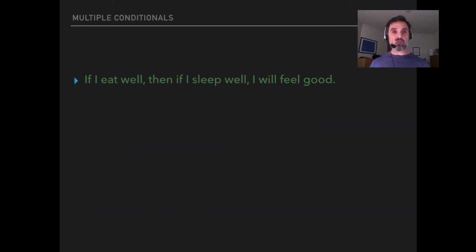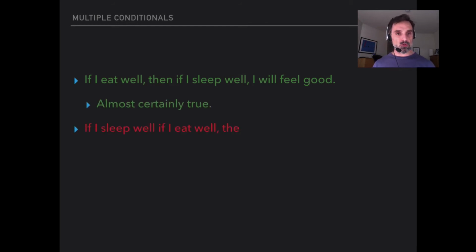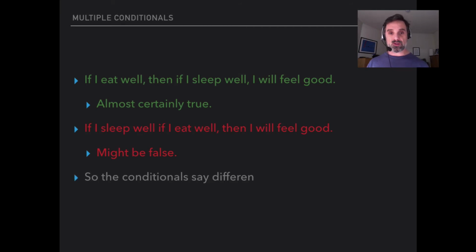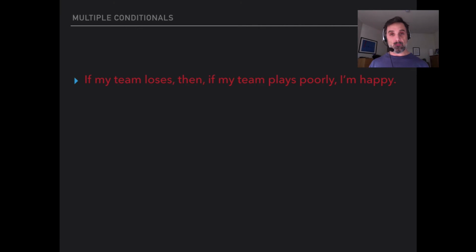So we have, if I eat well, then if I sleep well, I will feel good. We said that's almost certainly true. If I sleep well, if I eat well, then I won't feel good. This might be true, but it might also be false. So if the one sentence is almost certainly true and the other sentence might be false, then they say different things. And again, they say different things because they're arranged differently. And in particular, the conditionals inside of them are arranged differently.